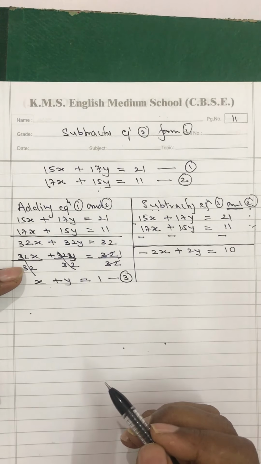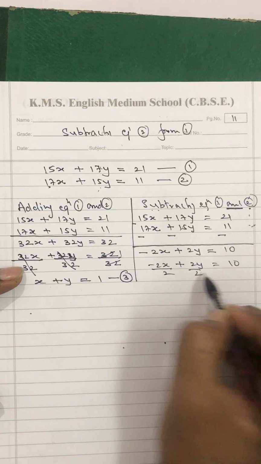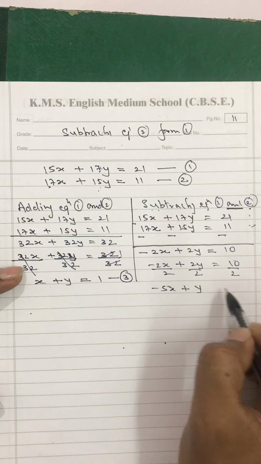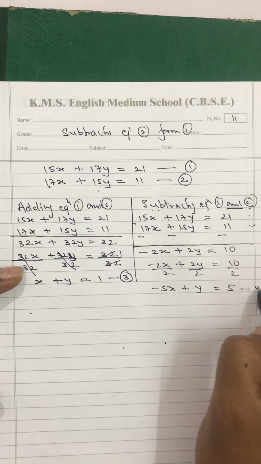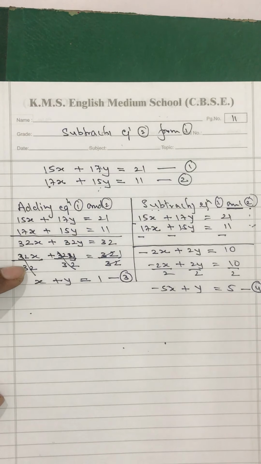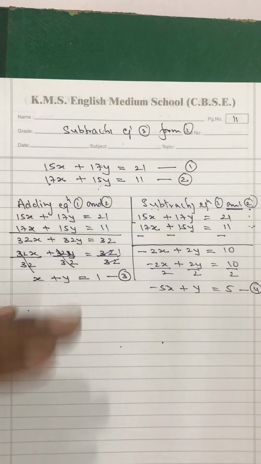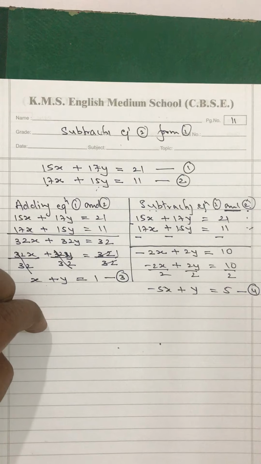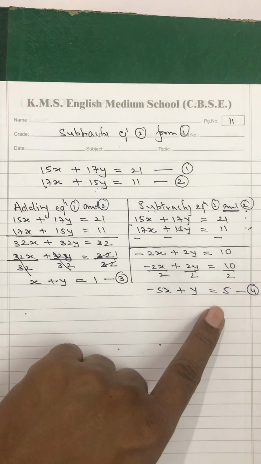Now what do I get? I can divide throughout by 2. I get minus 5x plus y is equal to 5. See, my dear students, once you add, you will get the third equation. Add equations 1 and 2, you will get the third equation. Subtract equations 1 and 2, you will get the fourth equation.